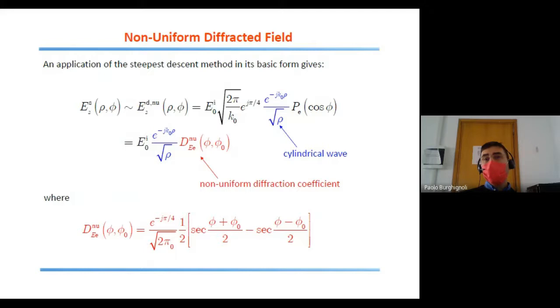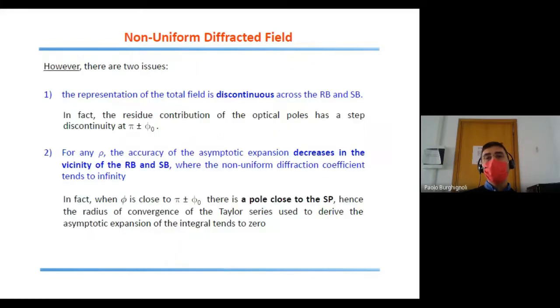Now, the problem with this non-uniform evaluation is that, first, at the reflection boundaries and shadow boundary there is the appearance of residue contributions that come from the optical field. So this is not the total field, which is instead, for physical reasons, continuous everywhere outside the half plane. But even worse, for any rho, the accuracy of this asymptotic expansion decreases and can decrease even dramatically if you are very close to those reflection and shadow boundaries.